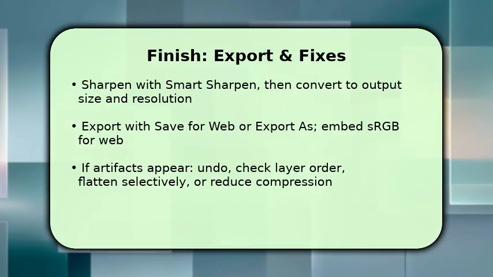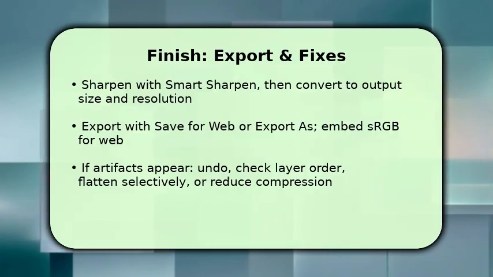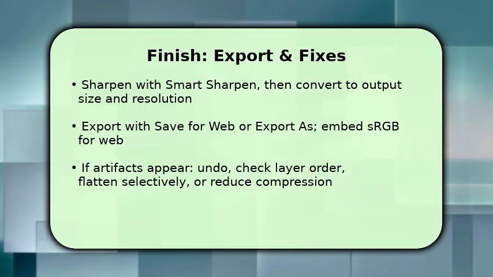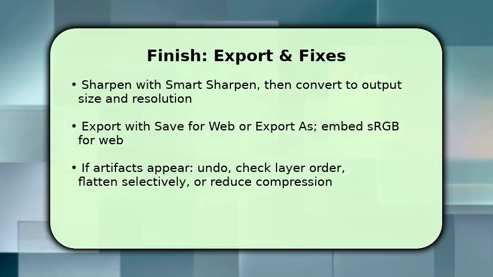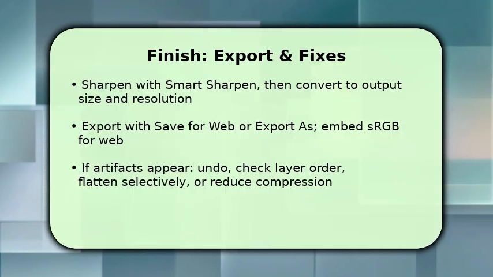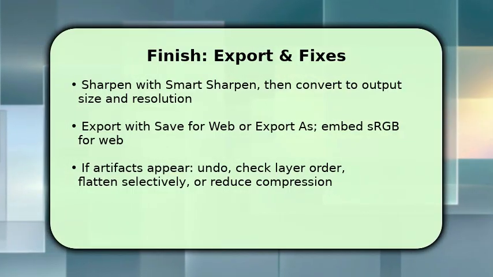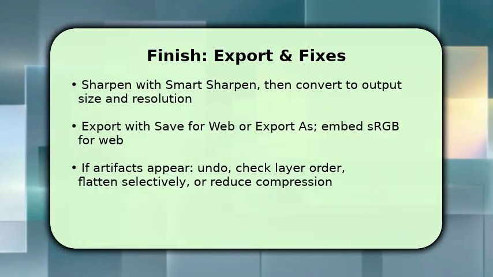Use Smart Sharpen sparingly based on final output size, then resize to your target dimensions and resolution. Convert and flatten only when needed. Instead, export copies using Save for Web or Export as embedding sRGB for online use. Make sure to check compression settings to avoid banding.